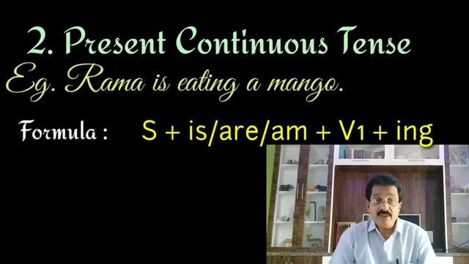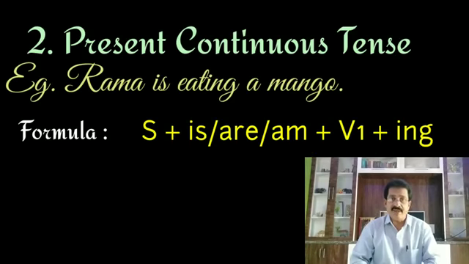So here we encounter another small problem. You have been given the choice of using is, are, or am. Which one to use where? Very simple. Here the use of the auxiliary verbs and the persons come in.